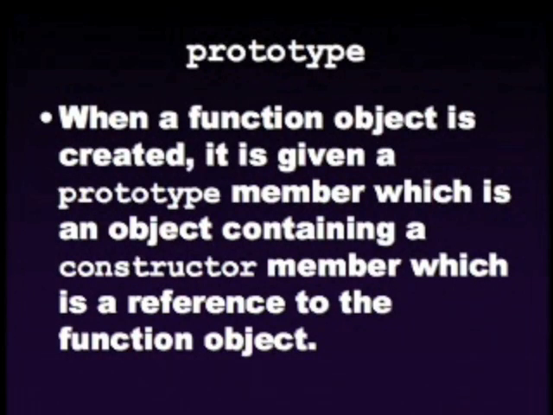Whenever a new function object is created, it is always given a new prototype member, even if it's not intended to be used as a constructor, because the language itself has no way of knowing how functions are going to get used. The prototype object will contain a constructor member which points back to the original constructor function. That sounds a little odd. I'll show you a map in a moment which will make sense out of that.